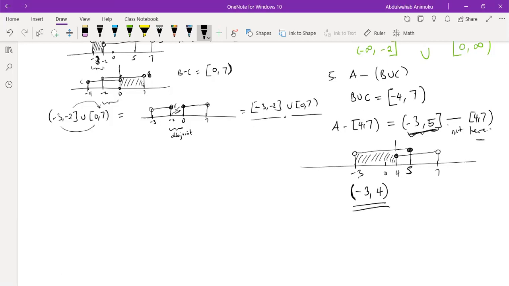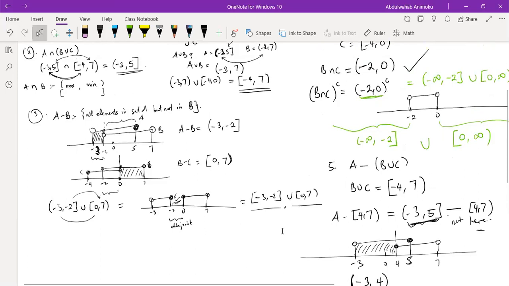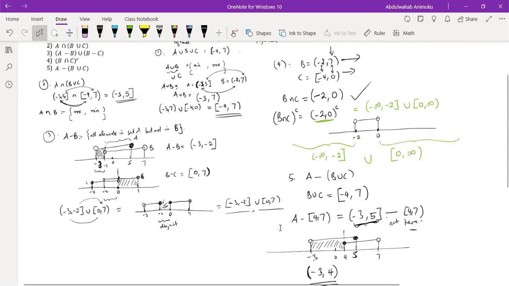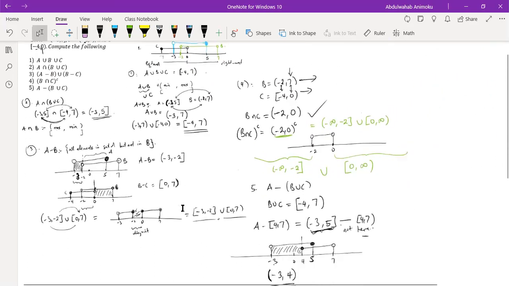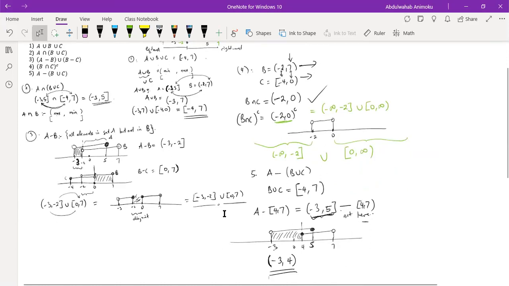I hope you find this video very helpful on how to manipulate operations of sets that have intervals, right? In the next couple of videos, we'll be learning other related topics, from polynomials to sequence and series to trigonometry, and even binomial expansion.